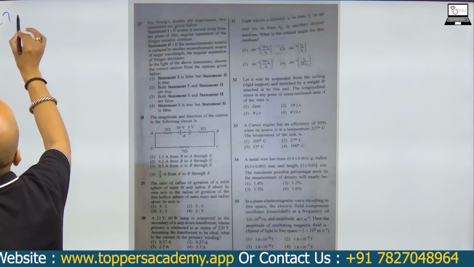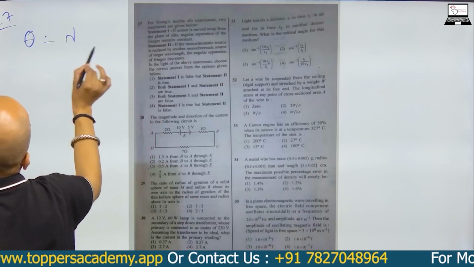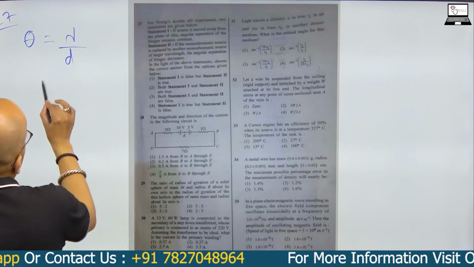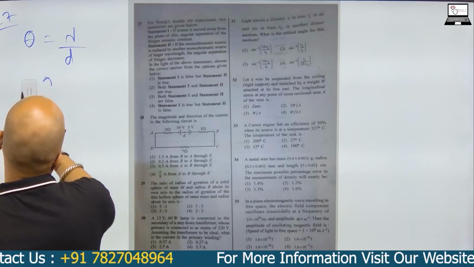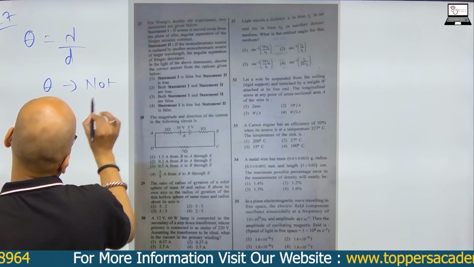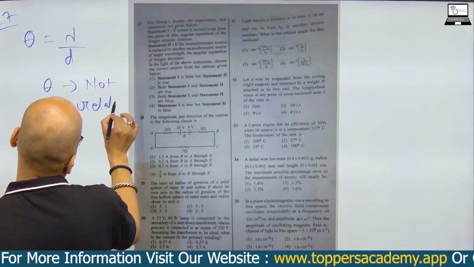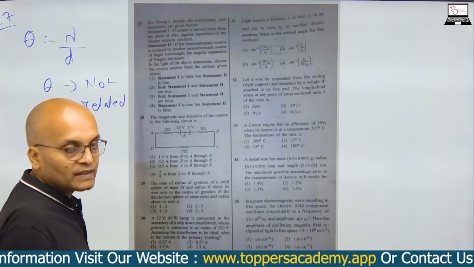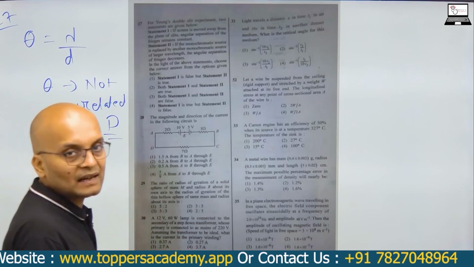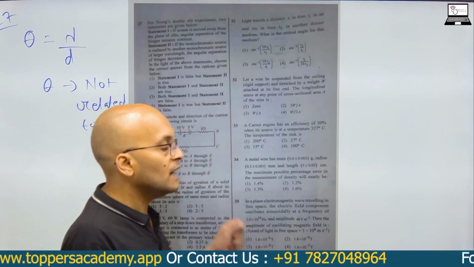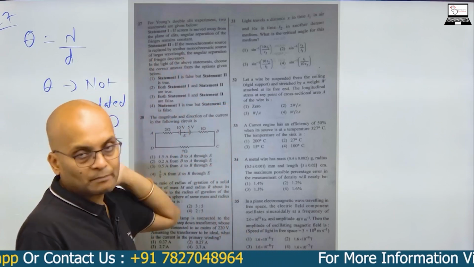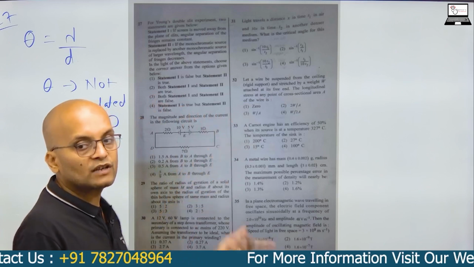Question number 27. Theta is equal to lambda upon small d. So the thing that we have to pay attention to is that theta is not proportional to D. It is not related to capital D. What is the capital D? Distance of the screen, not related to capital D. So if you are moving the screen away or bringing it closer, the angular fringe width is not going to get affected. So that's what statement 1 is saying, that the angular fringe width will remain constant.